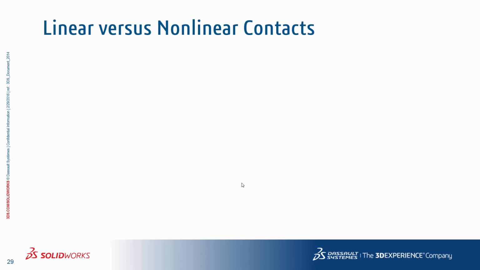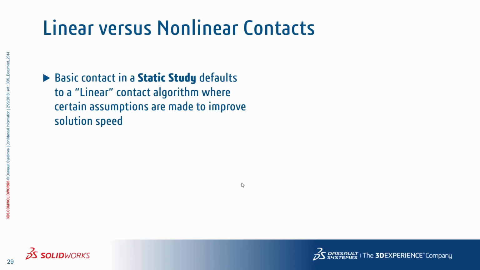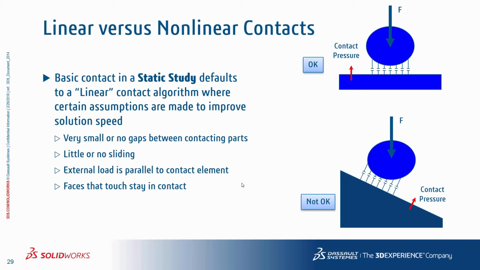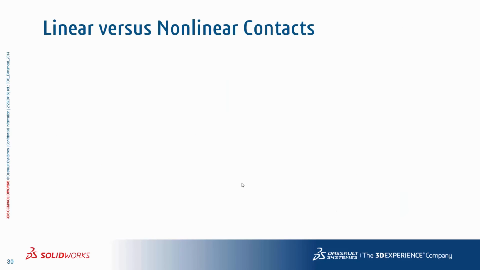Linear versus nonlinear contacts. The basic contact in a static study defaults to a linear algorithm where certain assumptions are actually made to improve the solution speed. Some of those assumptions are there are no gaps or the gaps are really small between contacting parts. There's little or no sliding action going on. The external load applied is parallel to the contact element, and the faces that touch stay in contact during the deformation process. So if you have a scenario where the loading is not normal to the contacting surface, you can expect some shearing or bending action going on, and so the linear algorithm might still run to completion. However, the results might be totally unrealistic.